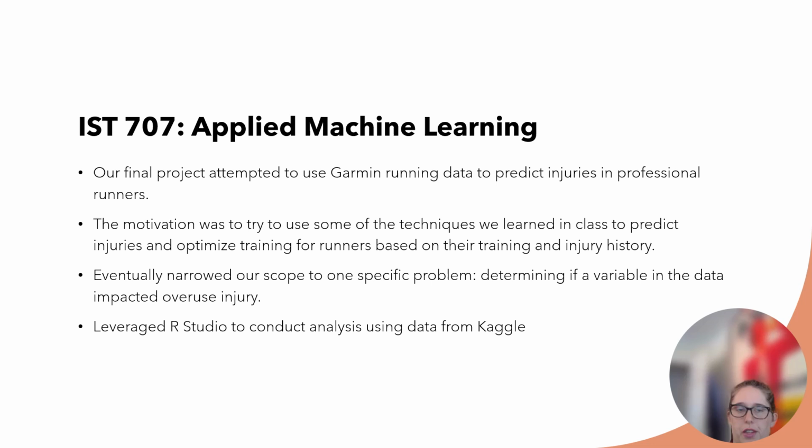We eventually really had to narrow that scope to one specific problem, and that was determining if a variable in the data impacted overuse injury. We leveraged RStudio to conduct the analysis using data from Kaggle. The data was quite unwieldy when we began. It included actual data from the watch, journal entries from the runners that were monitored regarding their perceived exertion. It also came with two data sets, one with weekly analysis and one with daily analysis.